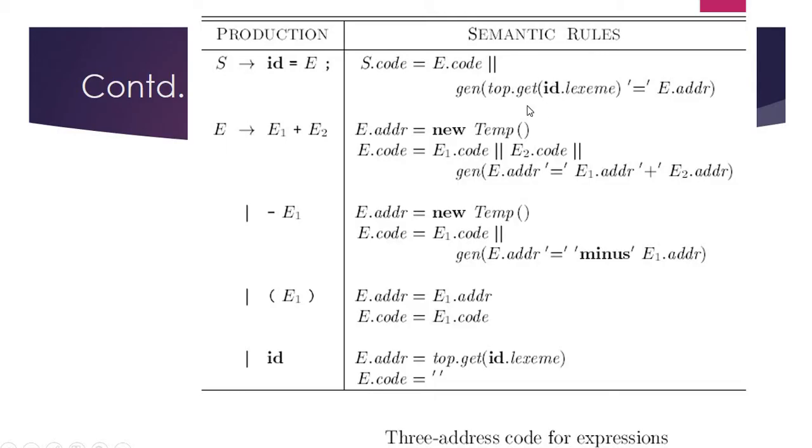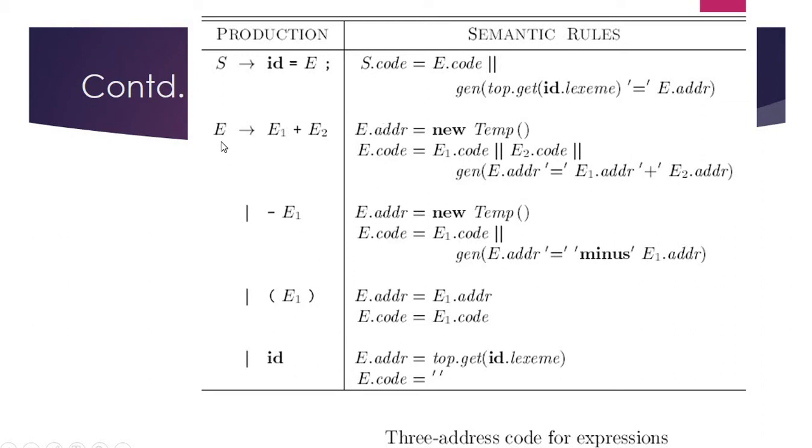The environment details will be stored in the stack. So using the top pointer we can access the environment variable from the stack. Then after accessing the ID details, we are going to store in that ID whatever value we have calculated and stored in E.address. So we need to generate the 3 address code for this ID equal to E.address. Then we are going to concatenate it with the 3 address code of E.